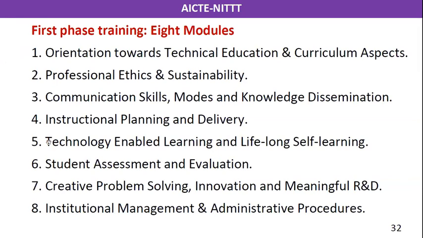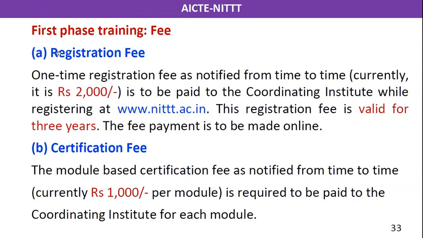These are all the 8 modules. Here, we need not follow one order. Based on your interest, you can enroll in any module at the beginning. So any order you can follow. But finally, all these 8 should be completed. Then only you will be eligible to enter into the second phase. So now the registration process and other details.